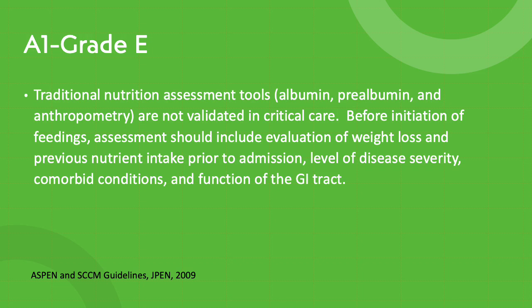Disease severity: is this critical care? Is this an acute event? Do they have chronic disease with underlying inflammation? Comorbid conditions such as diabetes, renal disease, cancer, and then function of the GI tract, which is really a point to determine what nutrition therapy to recommend once the feeding is initiated.